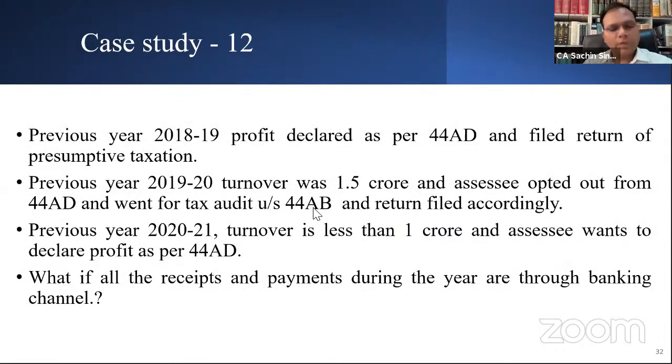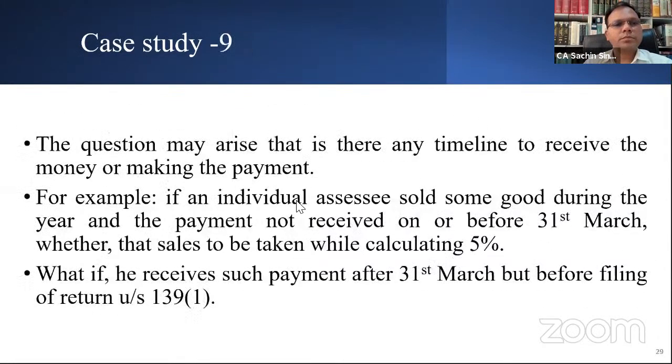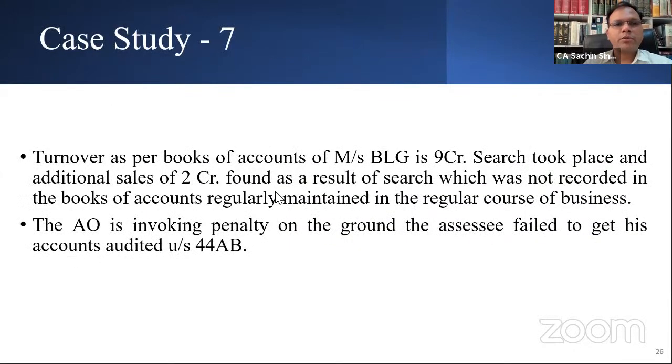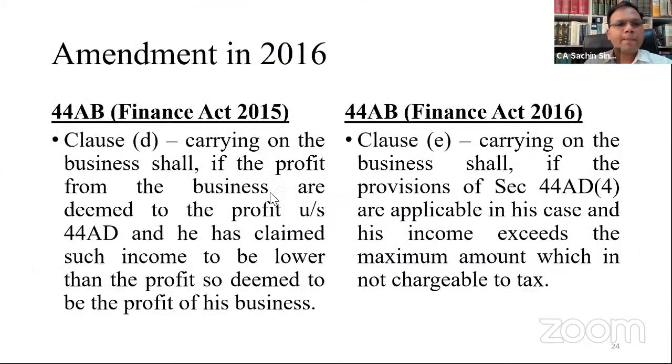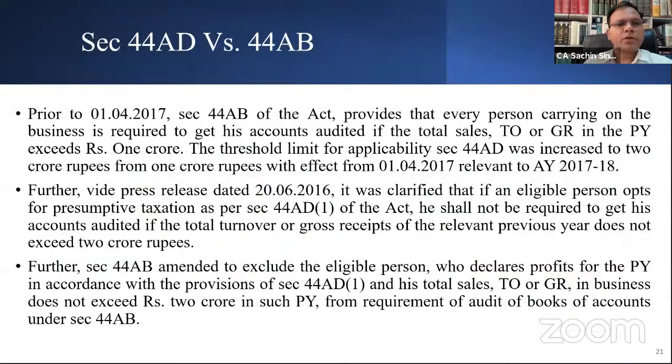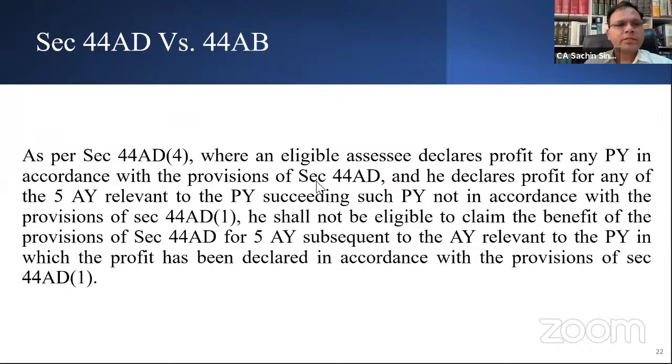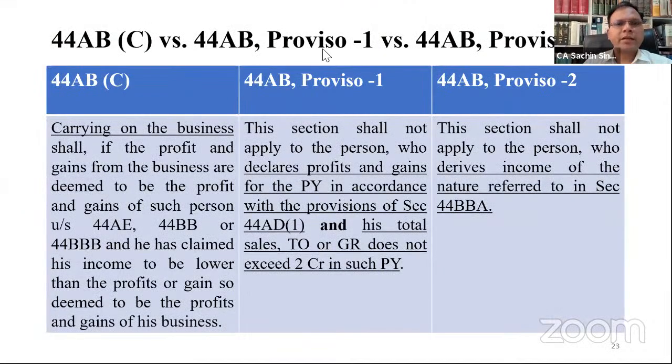Okay. So I think up to here we have already covered. Now come to two more important things. So 44AB, 44AD versus 44AB, we have already discussed. If you see the language of the section, because as I mentioned, prior to 2017 the situation was different. Post 2017, the amendment in this section 44AB, a proviso clause was inserted.